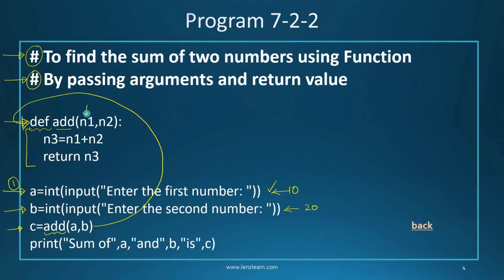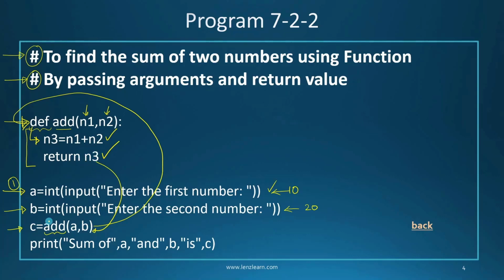Now it will accept the values inside N1 and N2 from A and B. The control will go into the function. It will execute this statement. It will execute this statement. Now when it sees the return, the control will come back to the same line where it had gone up. It is not going to the next line. So please understand that. When you see return, it will come back to the function call, right?